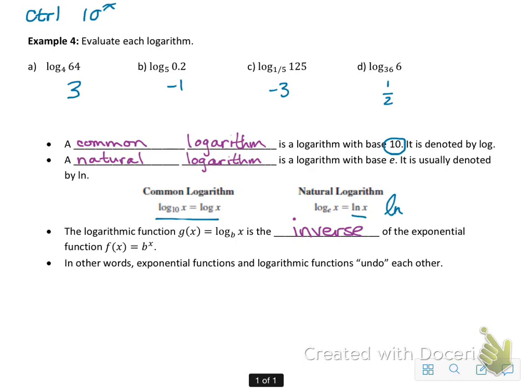And then we talked about how the logarithmic function is the inverse of the exponential function. They undo each other, just like addition undoes subtraction, multiplication undoes division, and vice versa. All right? So you have learned about logarithms.